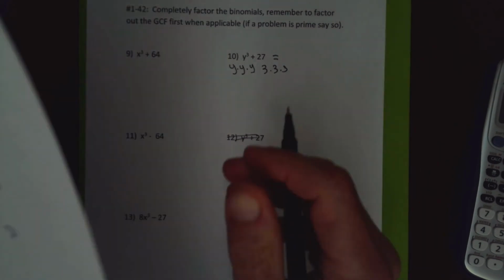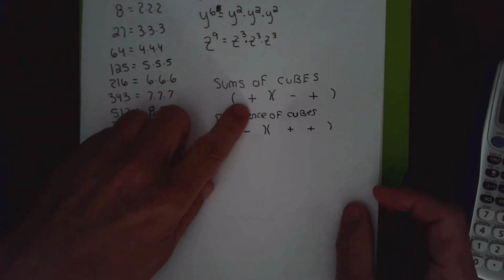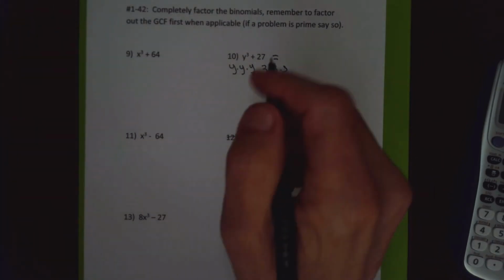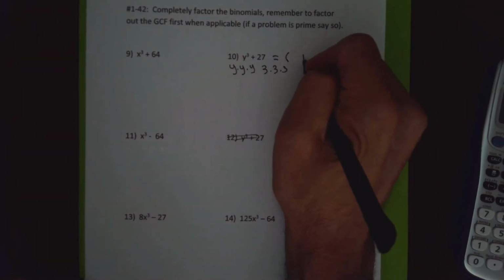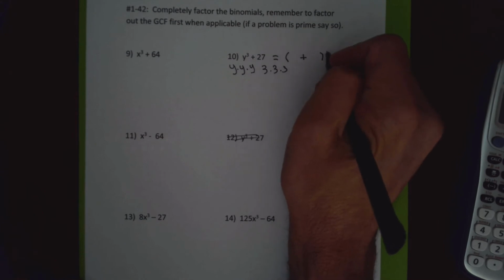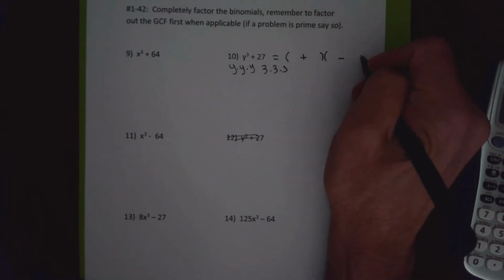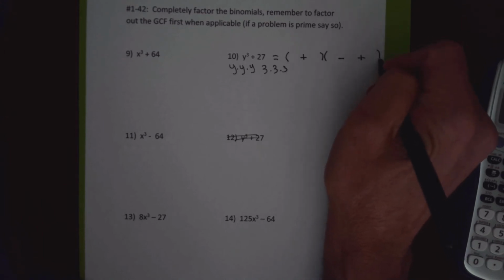I'm going to make 2 parentheses. First parentheses has a plus, the second parentheses has a minus and a plus. Always the first parentheses has the same sign as the problem, and then whichever sign I put in first, I flip. The last sign is always plus.